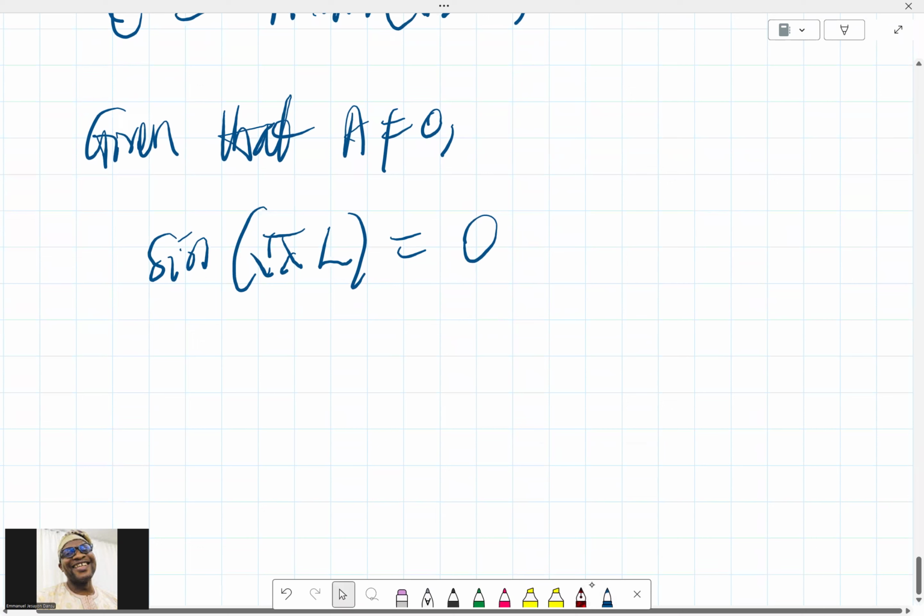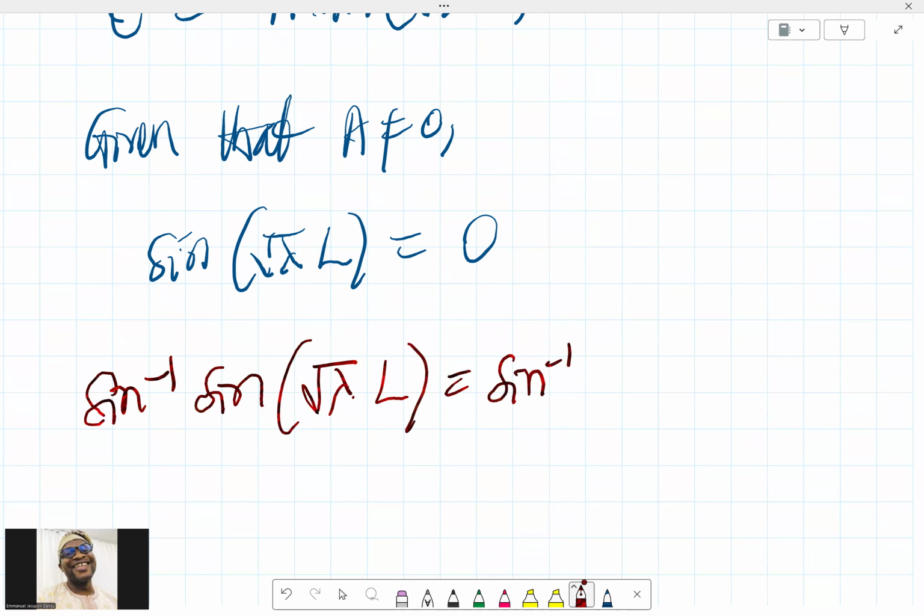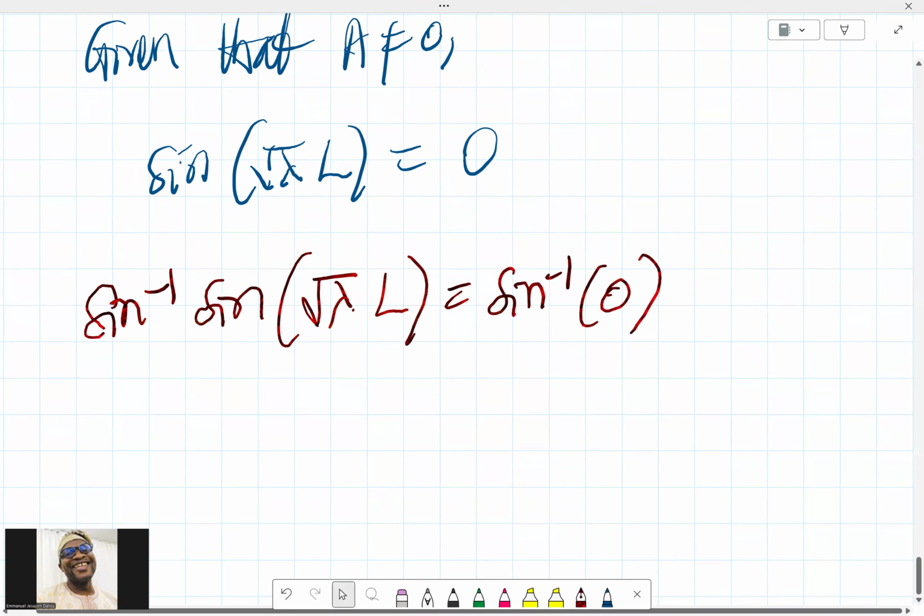So at what values do we have lambda not equal to 0, right? If you take arc sine of both sides, we want to get rid of sine. So arc sine of sine square root of lambda L equals arc sine of 0. Okay, so this cancels out simply. So we have root lambda L equals arc sine of 0.